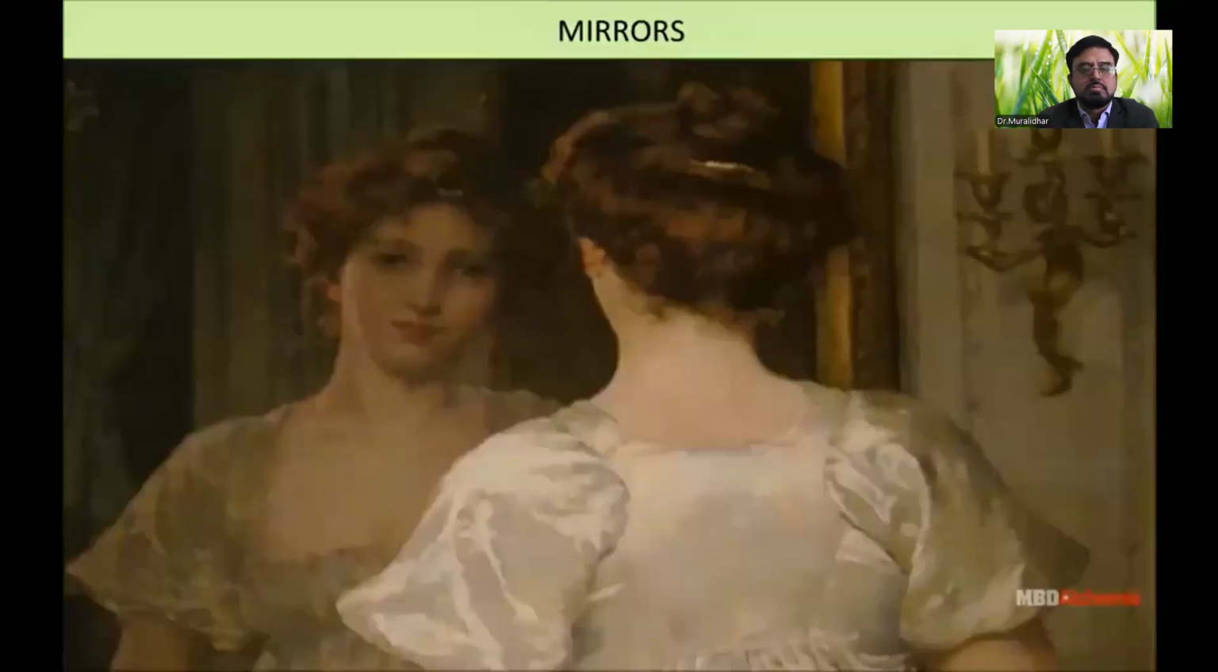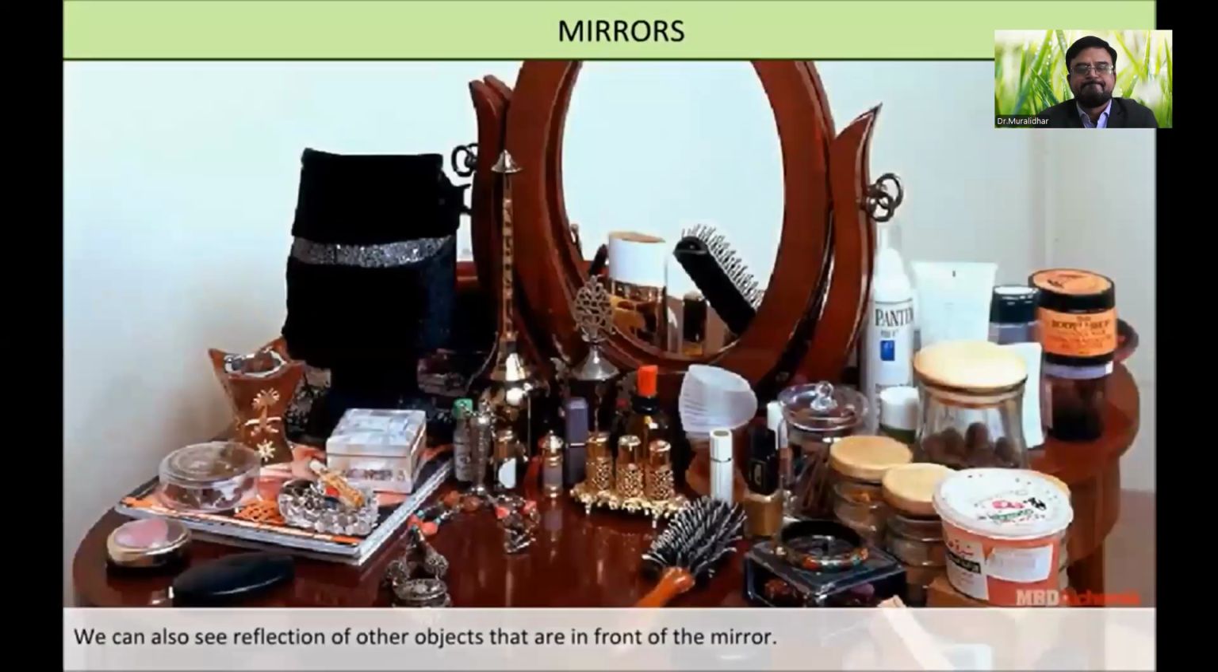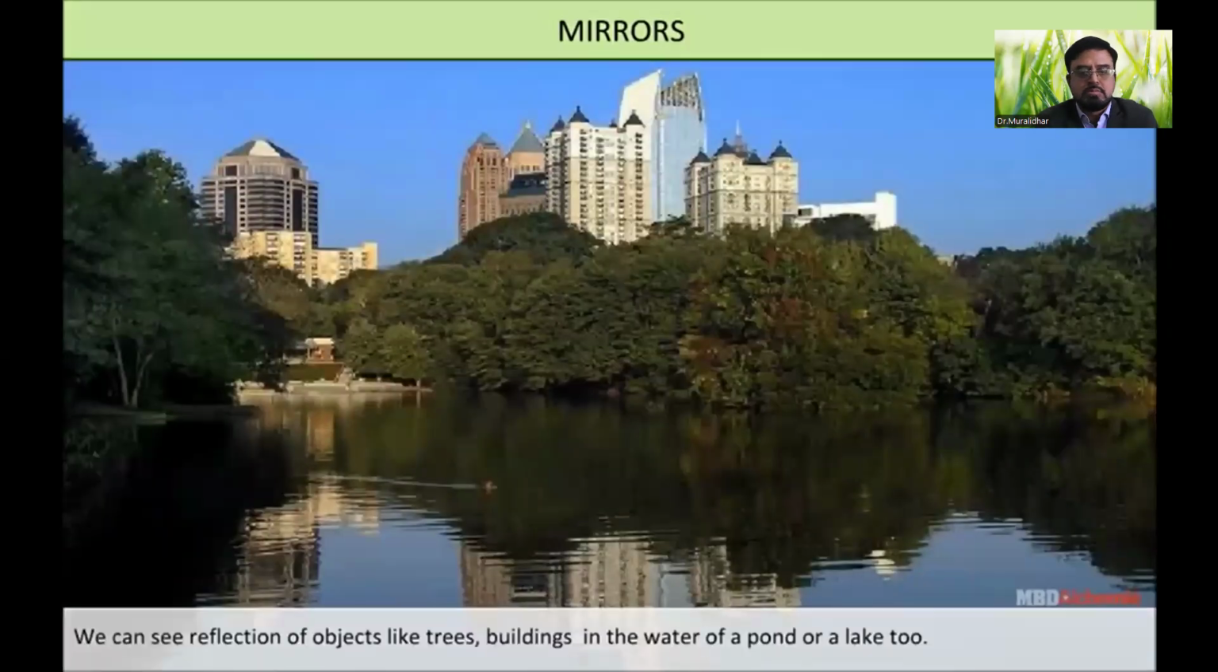Mirrors. We use a mirror every day. When we look into the mirror, we see our own face in it. What we see is the reflection of our face in the mirror. We can also see reflection of other objects that are in front of the mirror. We can see reflection of objects like trees, buildings in the water of a pond or a lake too.